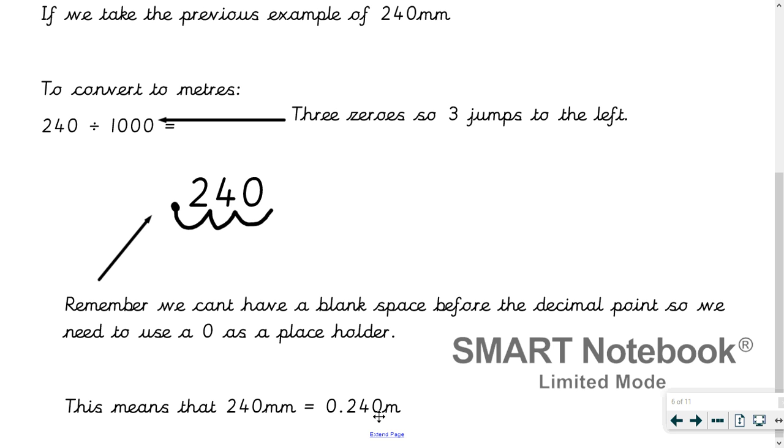So that, again, looks right because there are less. It's a smaller number because we're using a bigger unit. So to get from millimetres to metres, divide by 1,000. To get from centimetres to metres, divide by 100.